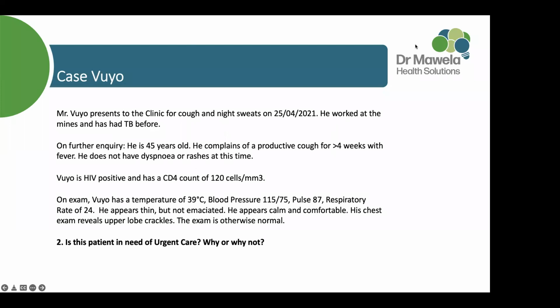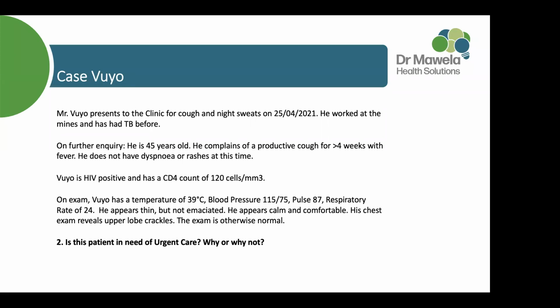So here's further history about our scenario. It's not yet drug-resistant TB, but it's a build-up. So on further inquiry, you determine that he is 45 years old and he complains of a productive cough, which he has had for 4 weeks with fever. He does not have any shortness of breath.